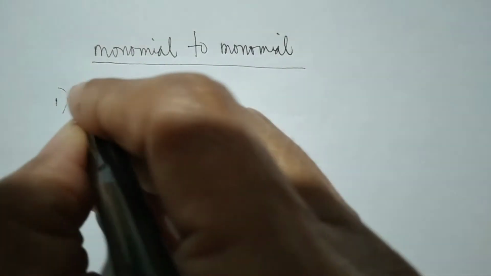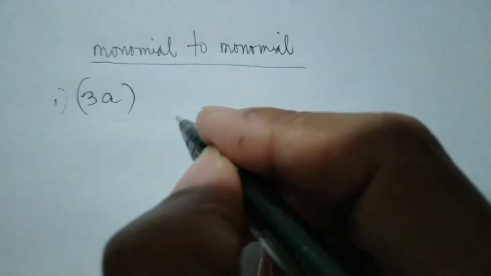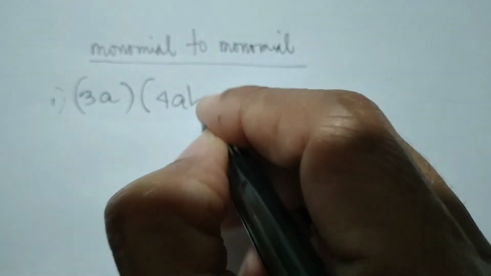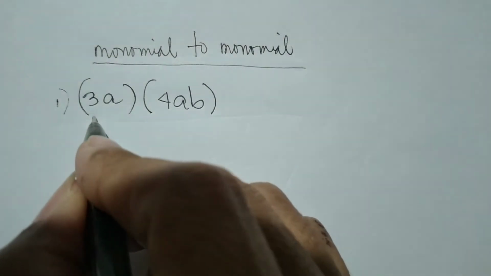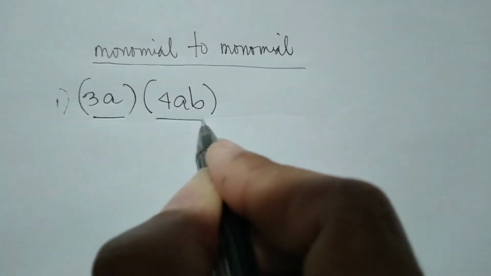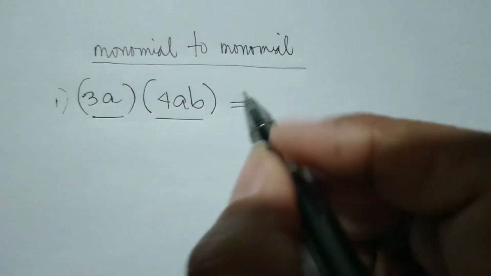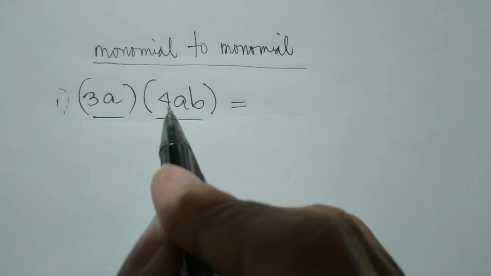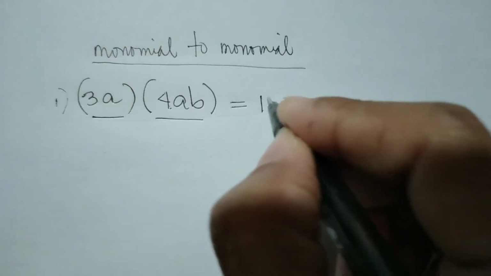For example, we have the monomial 3a times 4ab. So this is one monomial multiplied to another monomial, 4ab. To multiply monomials, you just simply multiply the coefficients. So we have 4 times 3, that is 12.